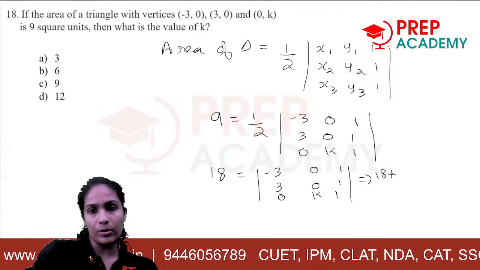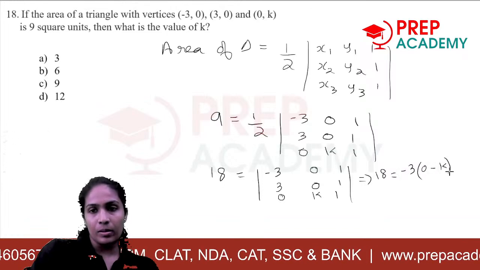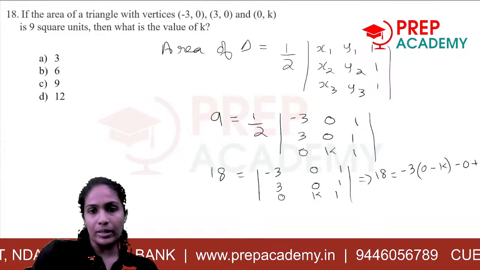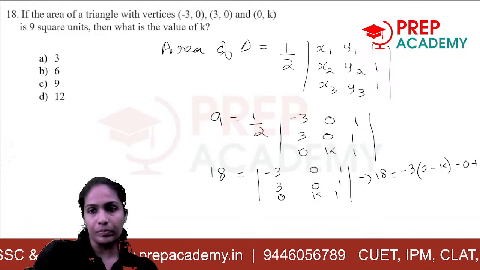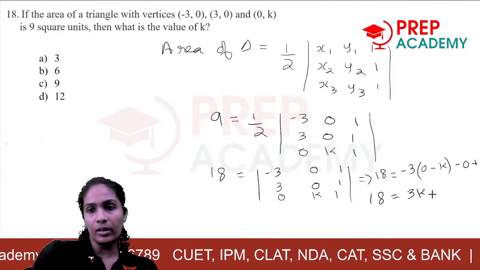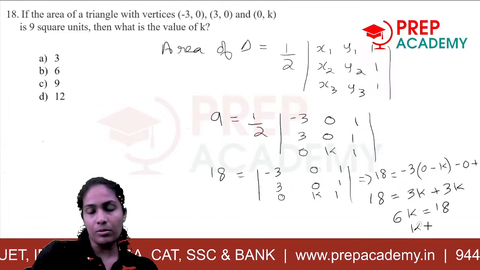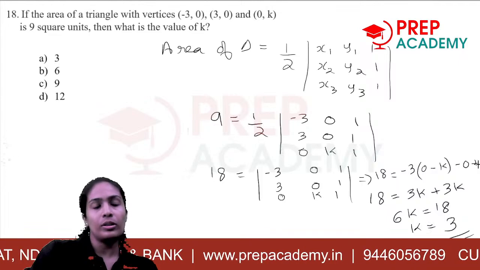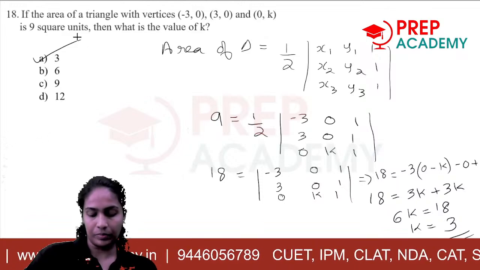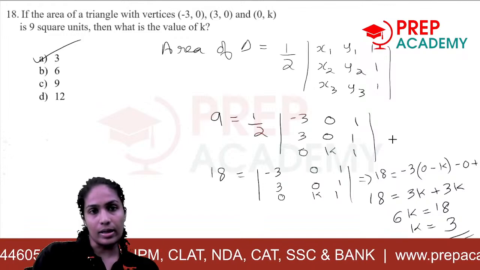Similarly, 18 is equal to minus 3 into (0 minus k), plus minus 0 into 0, plus 1 into (3 into k minus 0), that is 3k minus 0. So 18 is equal to 3k plus 3k. So k is equal to 18 by 6, which is equal to 3. That means option A. Option A is the correct answer. k takes the value 3.